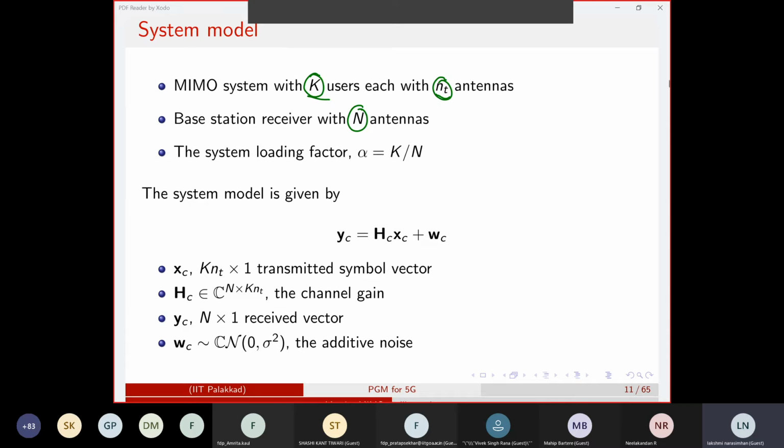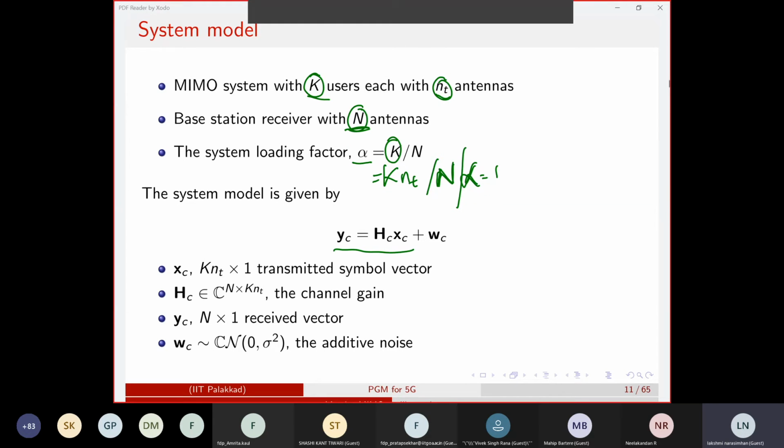Now, there is a factor known as alpha, which is the loading factor. If the base station has N antennas, how many users can it support? That is known as the loading factor. Sometimes this is also expressed as K NT by N. So there are different definitions; these are the two most commonly used. When alpha is equal to 1, it means that the system is fully determined. That is, there are K NT variables, and there are N observations. If you write it as a linear system, the number of unknowns is equal to the number of observations that we have.